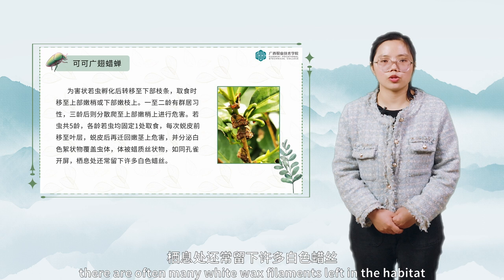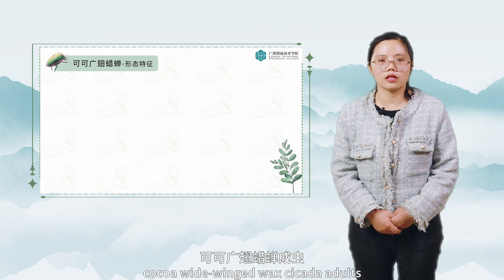Cocoa wide-winged wax cicada adults. Body color is brown to dark brown. Back is darker, draped with yellow-brown wax powder.